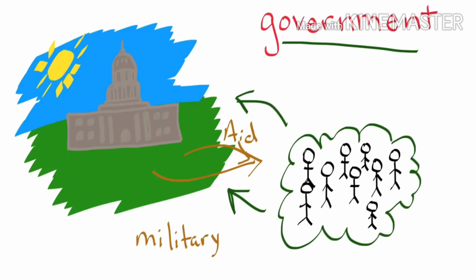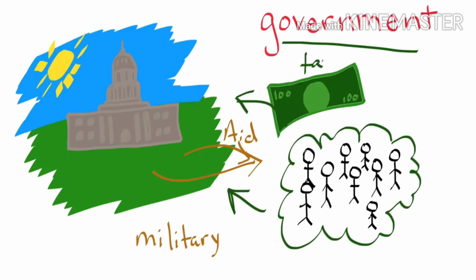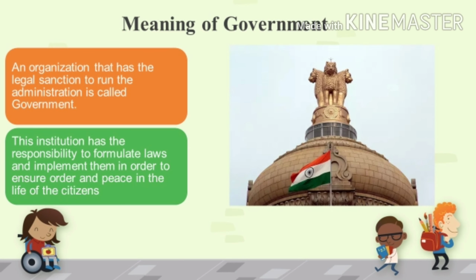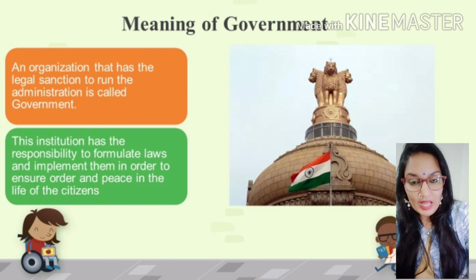The people pay them the tax, that is money, and from that money they use it for the welfare of the country. So, in order to ensure a comfortable and happy life for the people of the nation, a systematic administration is needed. An organization that has a legal sanction to run the administration is called government. This institution has the responsibility to formulate laws and implement them in order to ensure order and peace in the lives of citizens. Students, there are many types of government.